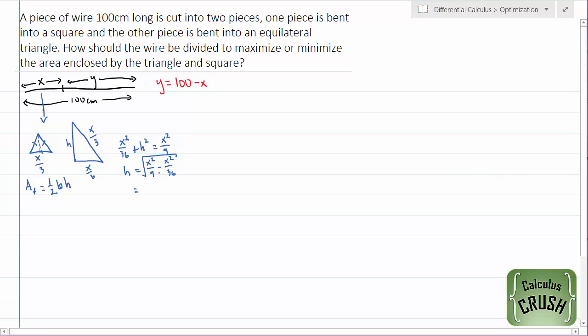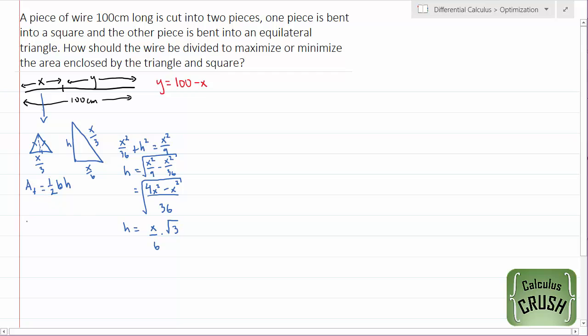So if we simplify, we have to put this on a common denominator. We have 4X squared minus X squared, all divided by 36. So finally, we have X over 6. So 36, we can take the square root of that. We can take the square root of X squared. And what we're left with is the square root of 3 on the inside. So this is the height.